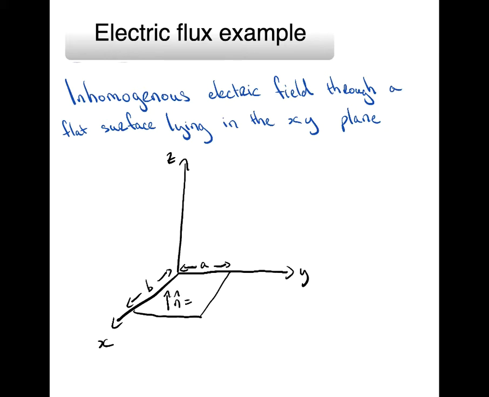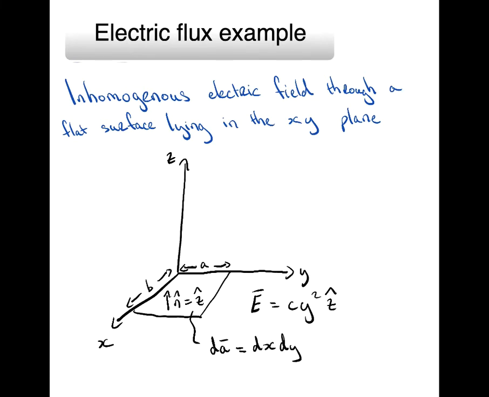Well, it's pointing in the z direction, so it's z hat. Remember, the unit normal vector points perpendicular from the surface. The electric field we're going to consider is equal to c y squared z hat. So the electric field is also in the z hat direction, pointing in along the z axis. Here c is a constant.